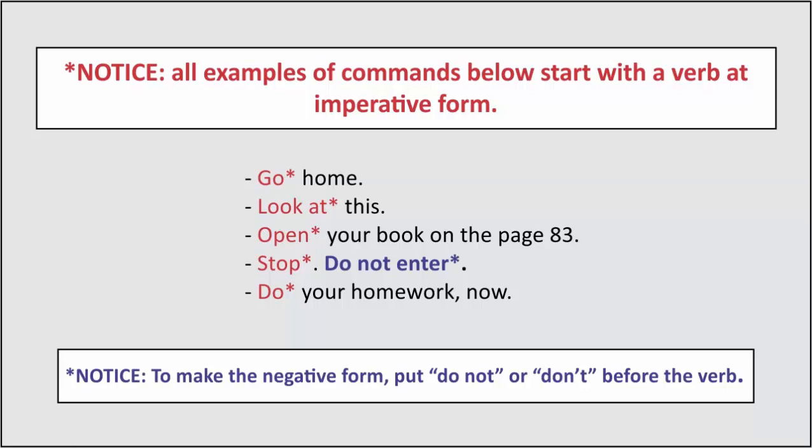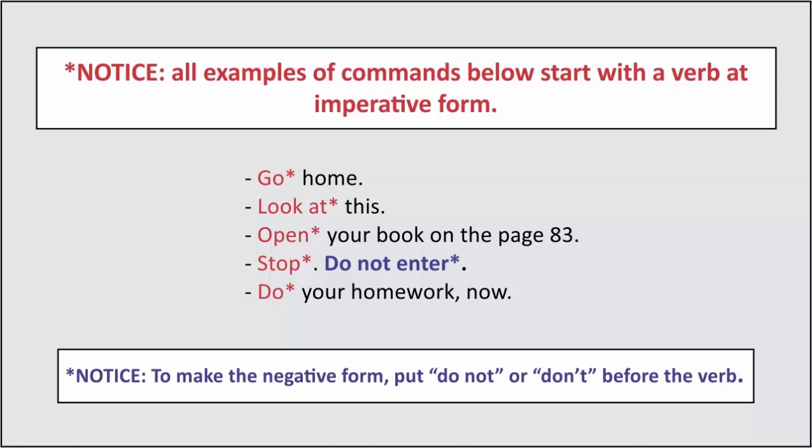The affirmative form of the imperative is composed by the basic form of the verb without to. On the other hand, the negative form of the imperative is made by the basic form of the verb, of course, without to, but before the verb we have to add do not. Then do not plus verb, that is the negative form of the imperative. I think the difference between affirmative form and negative form is very clear, okay? Let's go to the next example.